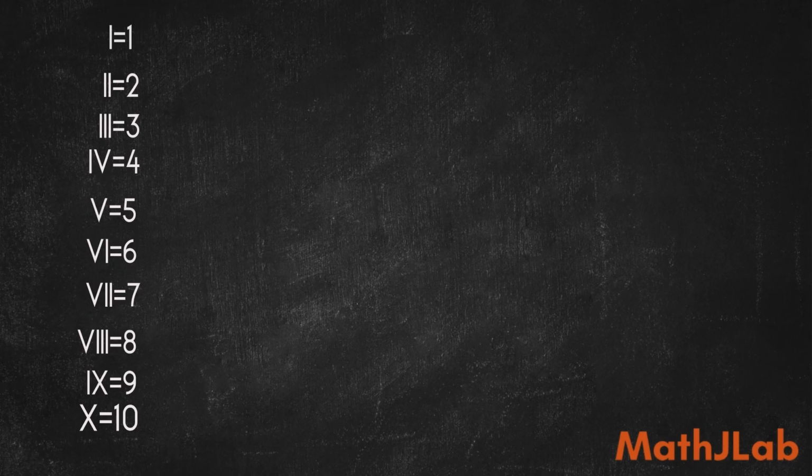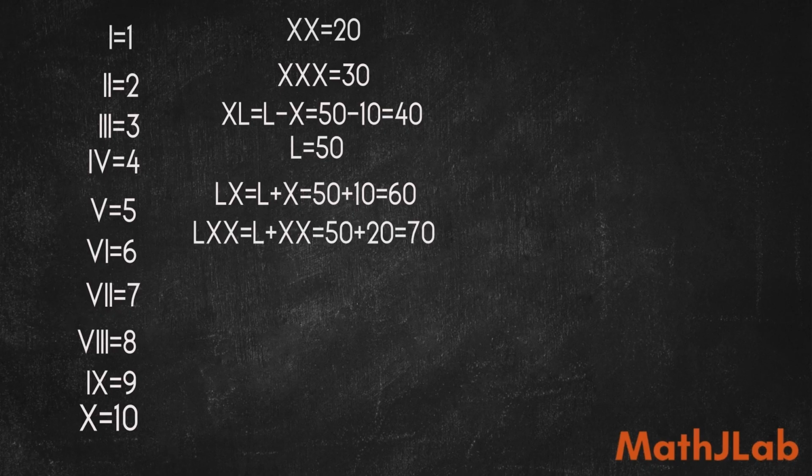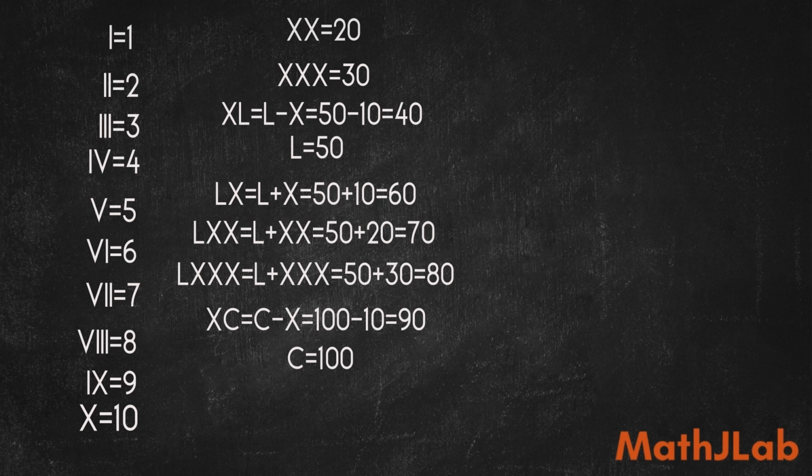is 10. And the 10s are, double X is 20, triple X is 30, XL is 40, L is 50, LX is 60, L double X is 70, L triple X is 80, XC is 90, and C is 100. We also have D is 500, and M is 1000. From this table, we can easily write any Roman number.